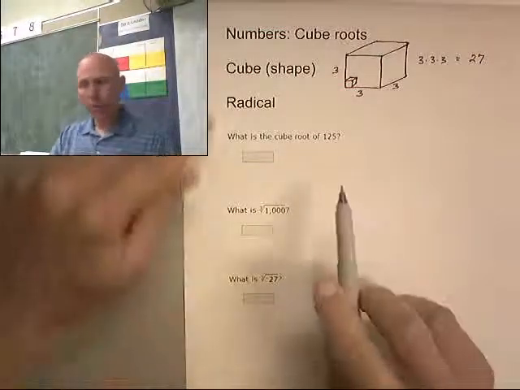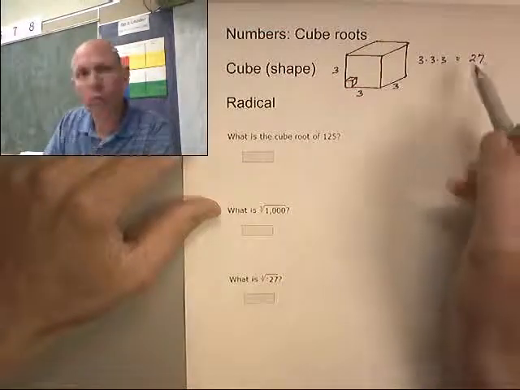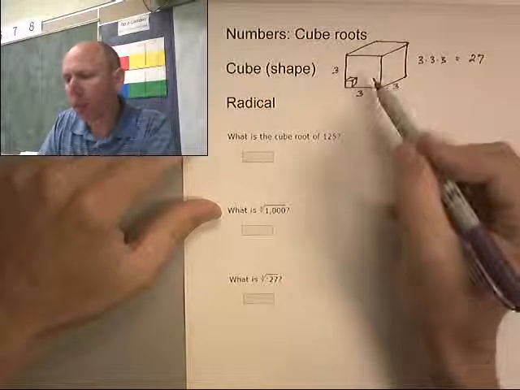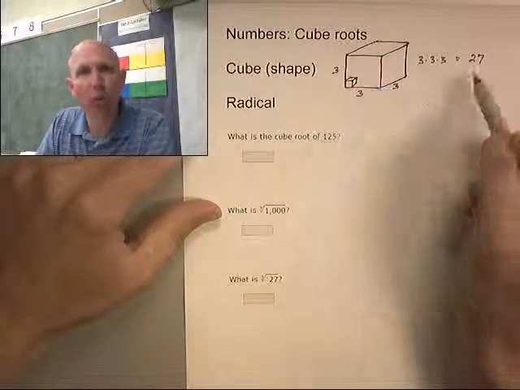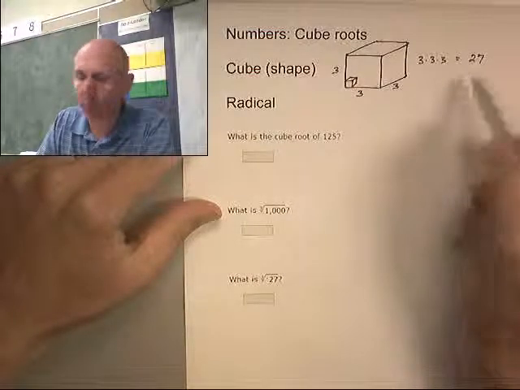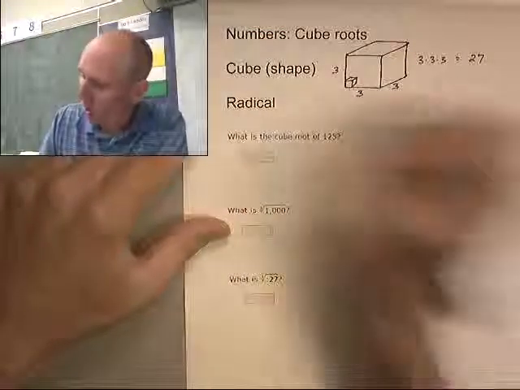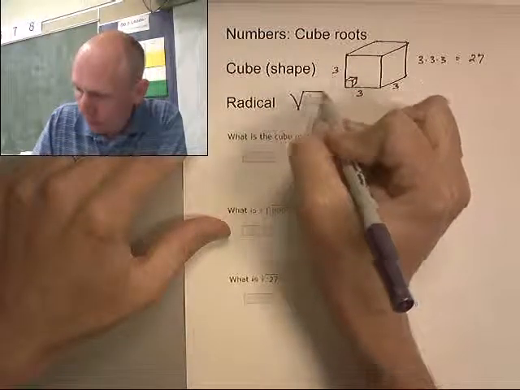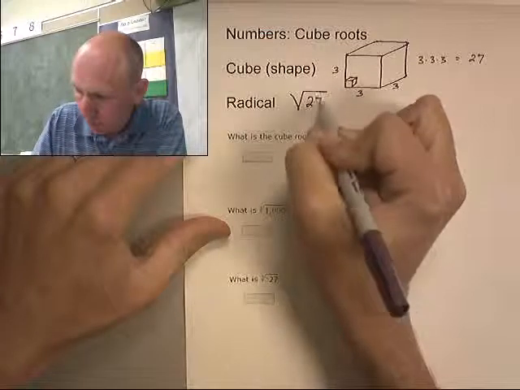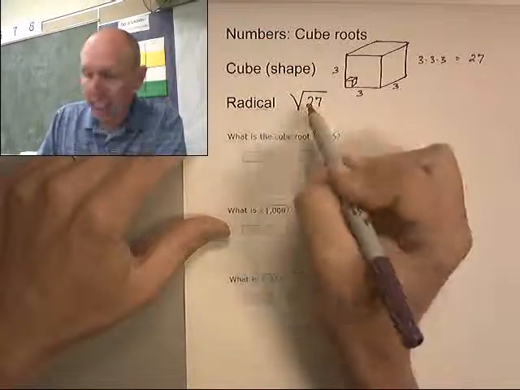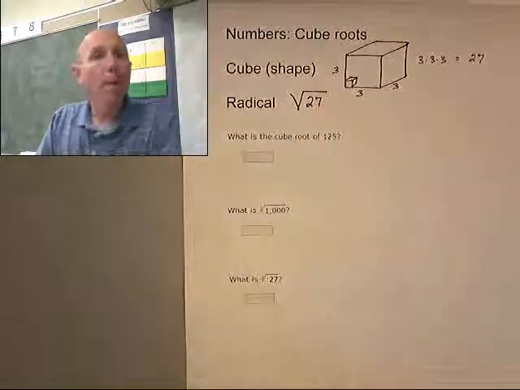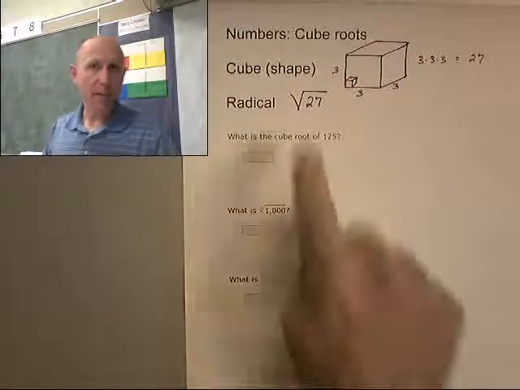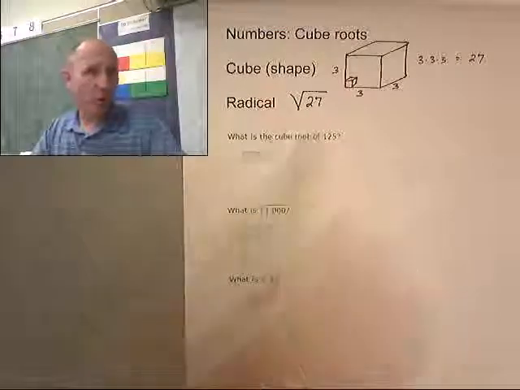So the idea of the cube, we're going to be looking at cube roots, which is working it backwards. If I give you a 27, what would the dimensions of that cube have to be to give you a volume of 27? So this is a cube root of 27. There's that radical symbol, but how do I know that it's not a square root? We talked about square roots. Is this a square root or a cube root?